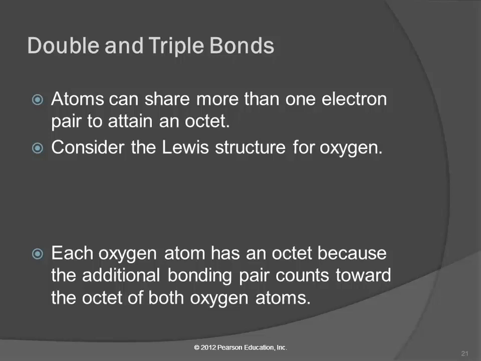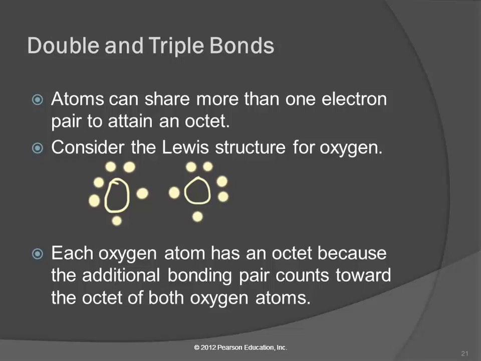Atoms can share more than 1 pair of electrons. So let's look at oxygen. Oxygen is another of those diatomic elements. So let's look at what happens with oxygen. How many valence electrons does oxygen have? 6. 1, 2, 3, 4, 5, 6. And this is also oxygen, and it has 6.